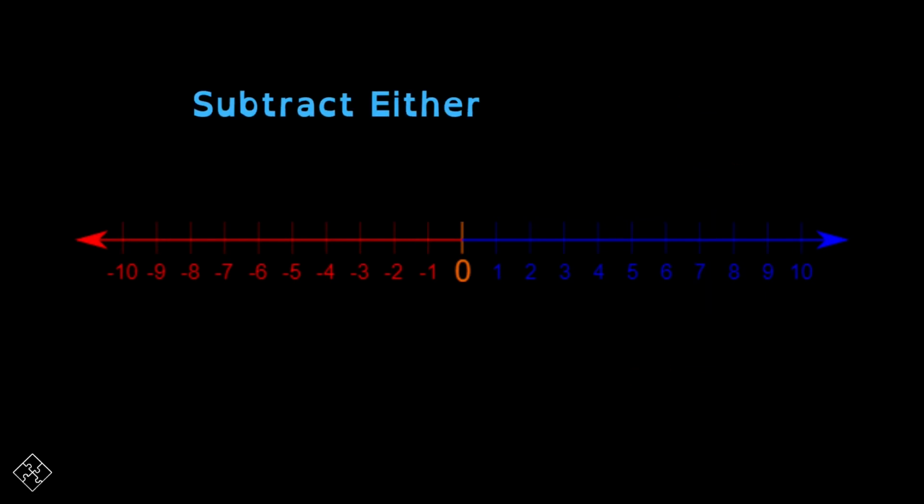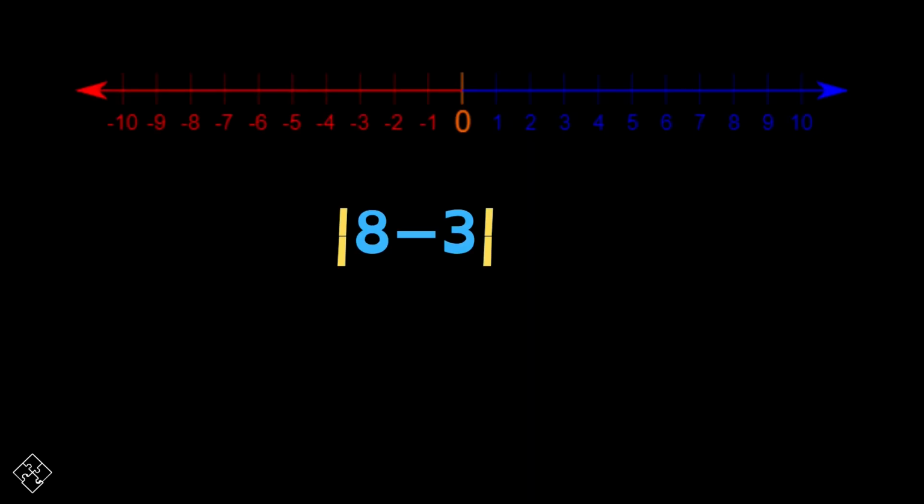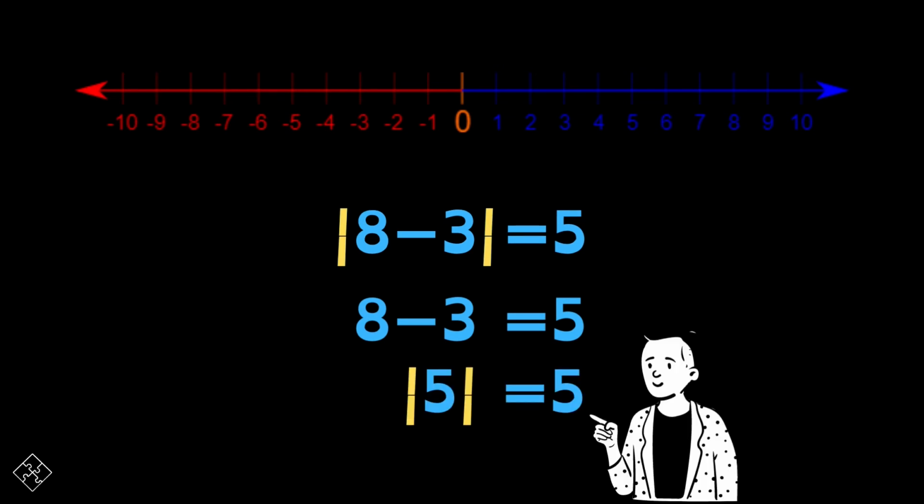And in this case, it doesn't matter which way around we do a subtraction. The absolute value will always be the same. So for example, the absolute value of 8 minus 3 is 5 because 8 minus 3 is equal to 5. And the absolute value of 5 is equal to 5.